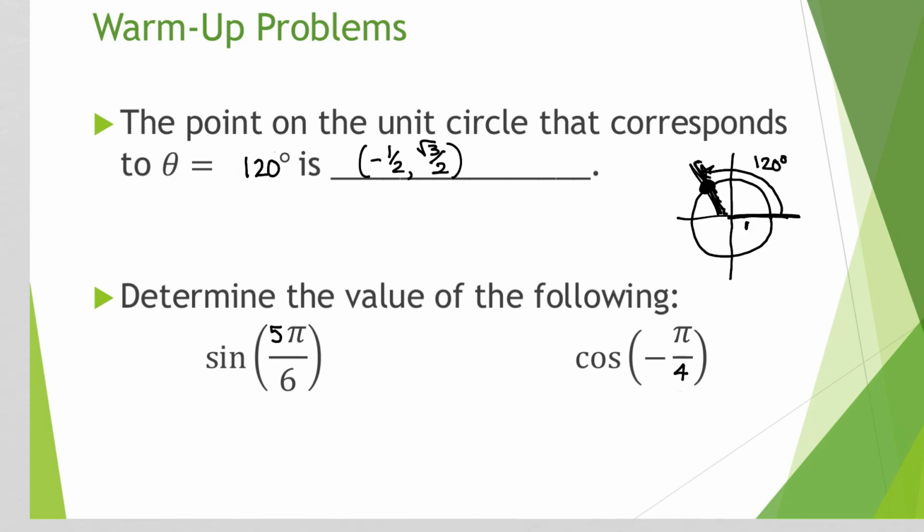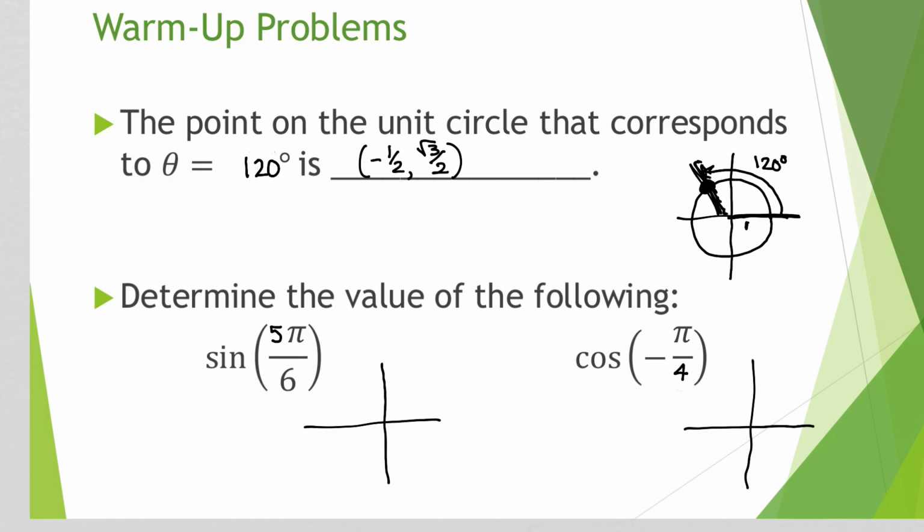And the second warm-up problem, let's determine the following values. Sine of 5 pi over 6, cosine of -pi over 4. And again, we did something like this in class, so I'll go quickly over them. We're just quickly reviewing and refreshing everything we did. You can always pause the video, okay?